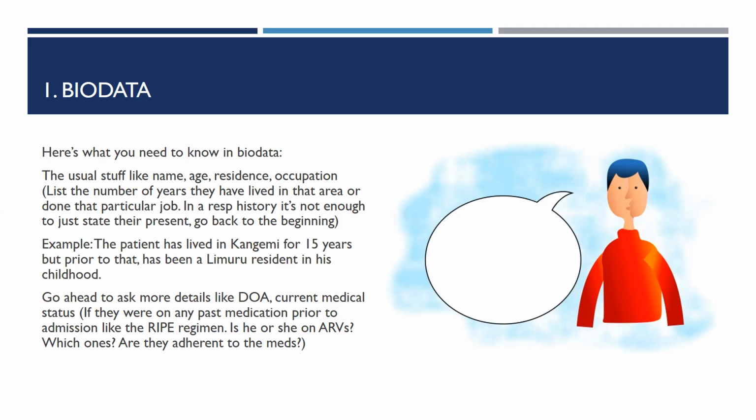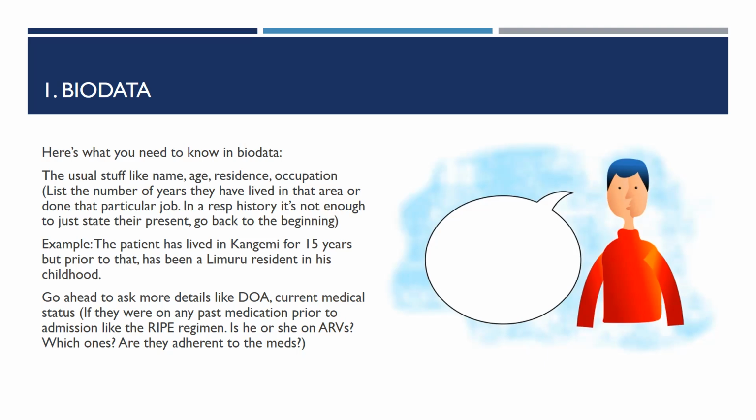This is important because there's some occupations that predispose you to a RESP condition, like coal mining. There's some residences that predispose you to a RESP condition, like Limuru, where it's very cold. You can get asthma from there because one of the risk factors of asthma is cold areas, or even Thika. Thika is very dusty right now. So maybe if you live in a dusty area, you can get something like TB or pneumonia, one of those.